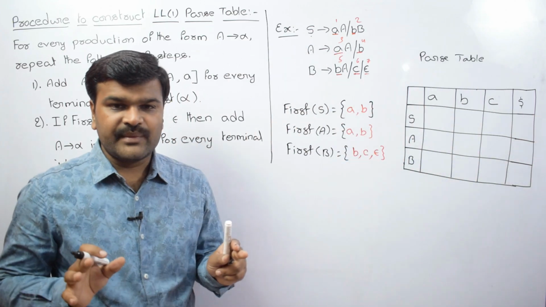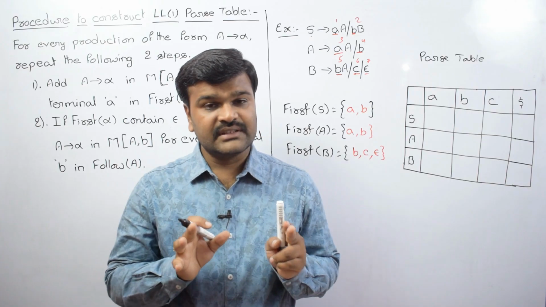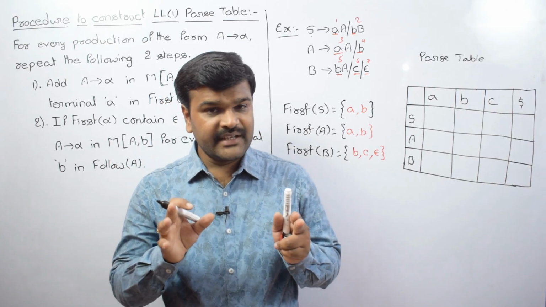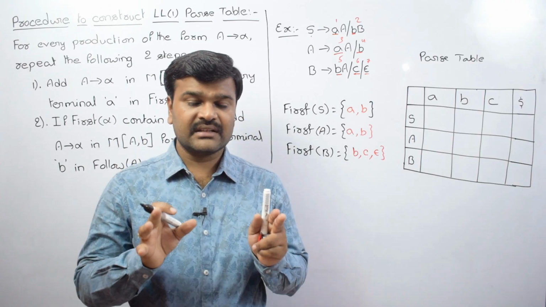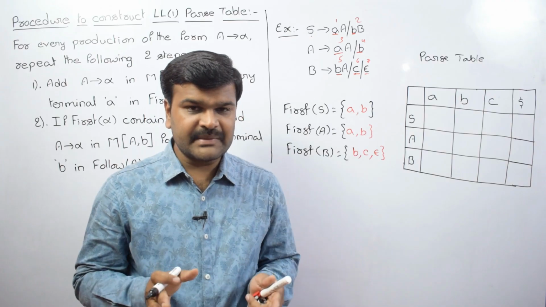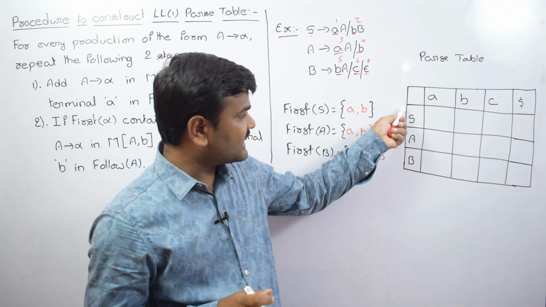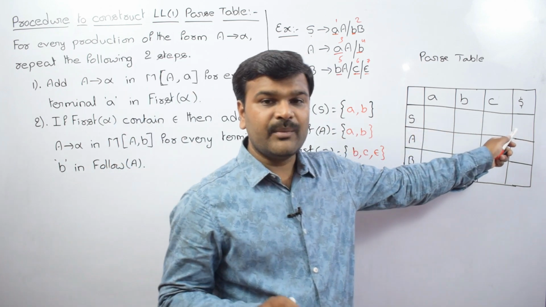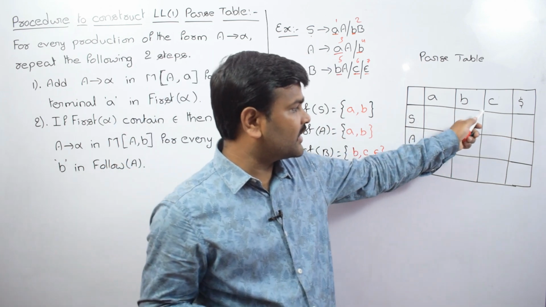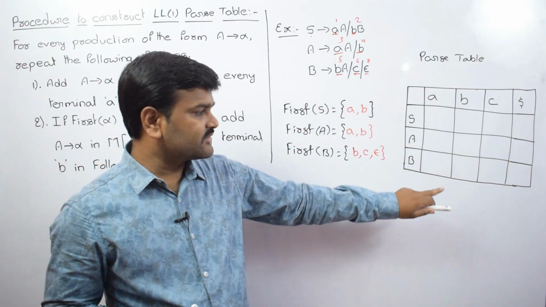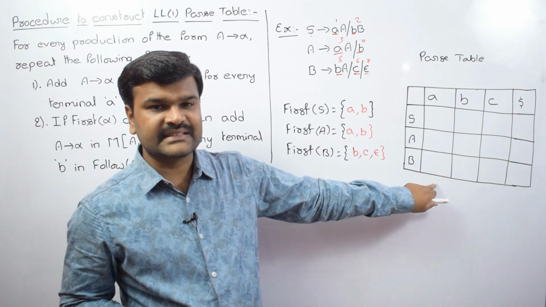Okay. So, how many rows will be there in the parse table? How many non-terminals are there? That many rows. How many columns will be there? How many terminals are there? That many columns, along with the dollar symbol. So, this is the parse table first of all.